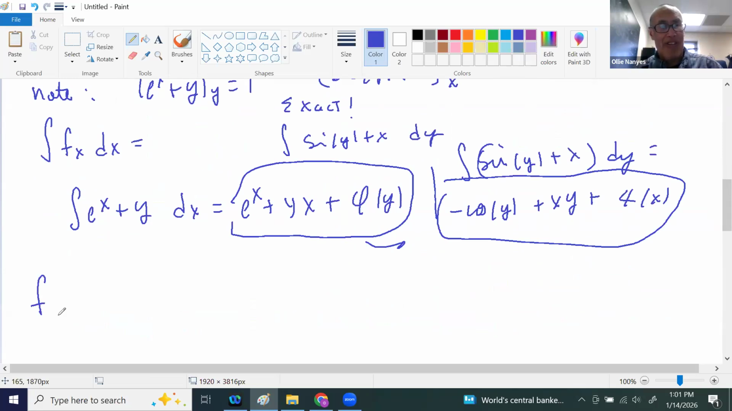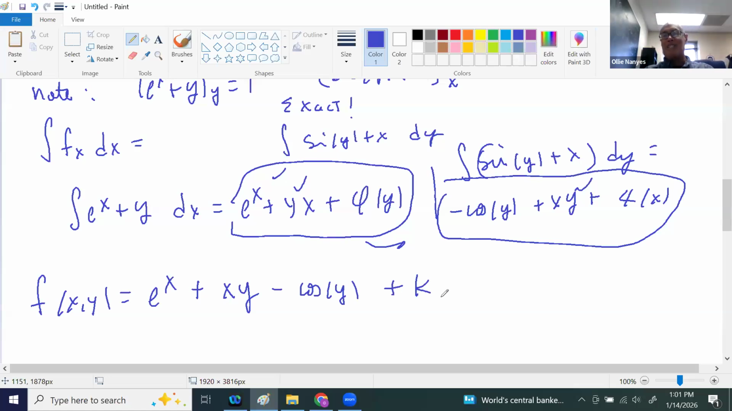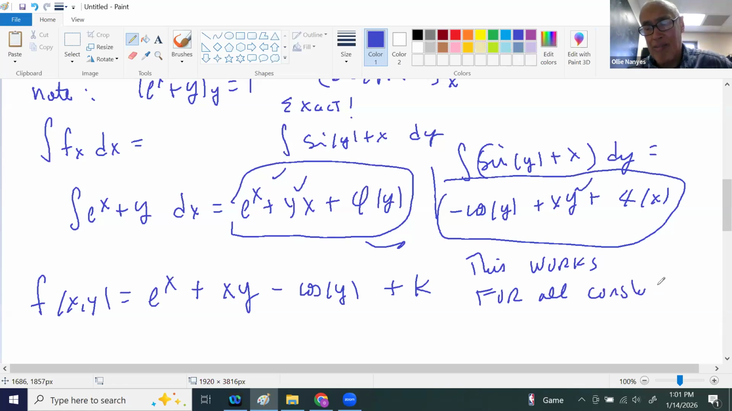One such f will be e to the x, that's this, plus xy, that's this one and this one, minus cosine of y, and then you can just add a constant k at will. A pure honest-to-goodness constant, not a function of x, y. But this works for all k. And you can use k equals 0, k equals 1, k equals square root of 2 divided by 10 to the third, whatever you want. So that's how you do that. So thanks for watching.